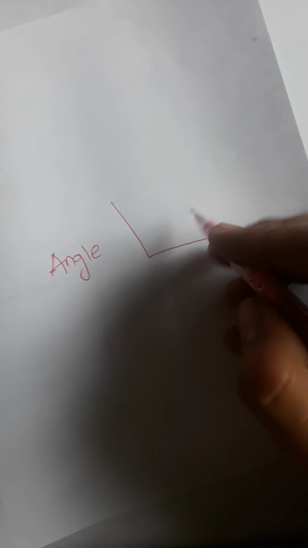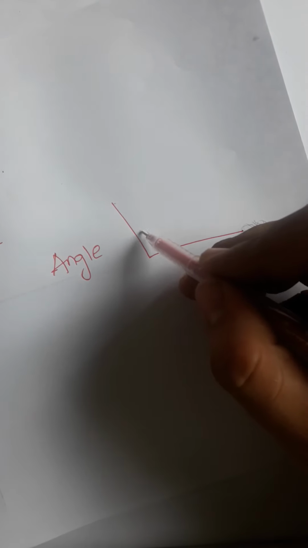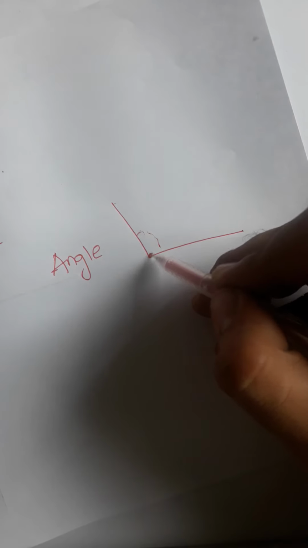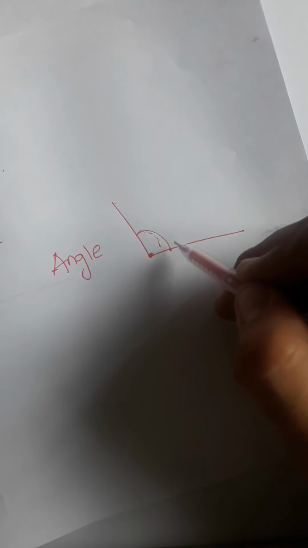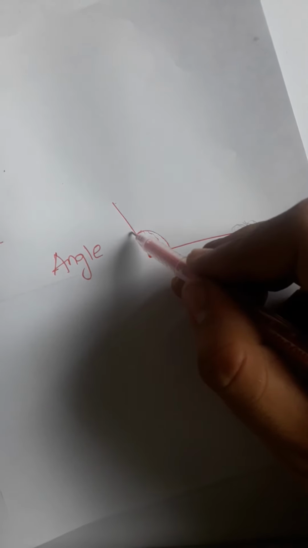First of all, angle. What is angle? Angle is nothing but two lines meeting from one point to another point. Two lines are meeting. Let the meeting point be this. So the bending area of two lines is said to be an angle. So from here to here is the angle.